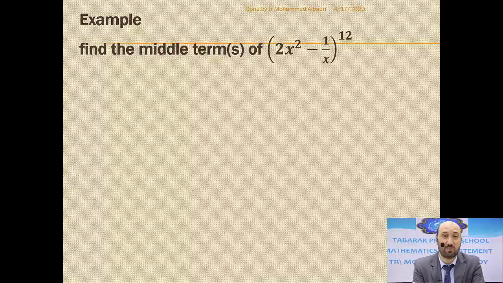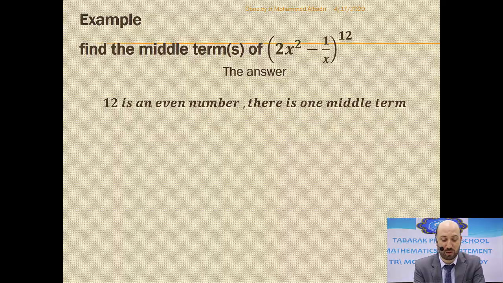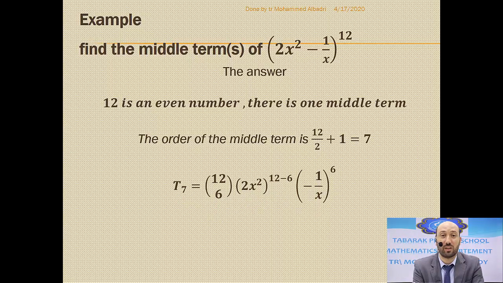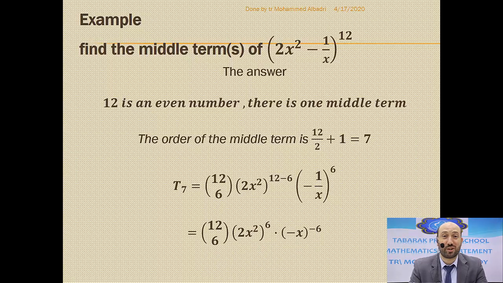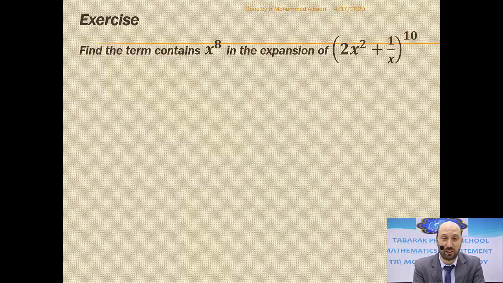Now for the next example, here we have to find the middle term of (2x squared minus 1 over x) to the power 12. 12 here is even, so we have only one middle term, which is of order 12 divided by 2 plus 1 equals 7. So the seventh term equals 12 choose 6 times (2x squared) to the power 12 minus 6 times (negative 1 over x) to the power 6. We will have 12 choose 6, and to simplify it, here we have negative x to the power negative 6, and putting it into the calculator, we will have 59,136x^6.